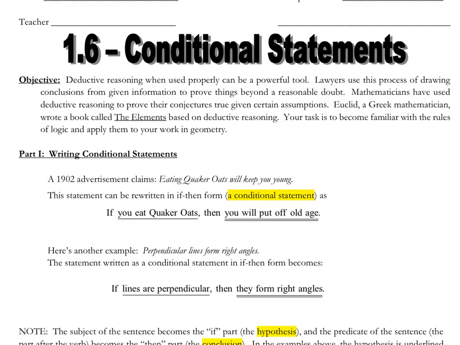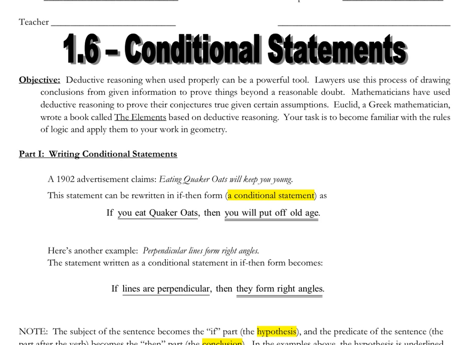Okay, today we are going to learn about conditional statements. And actually, conditional statements is something that can be applied to real life situations. And ironically, lawyers use this process, it's called deductive reasoning, in order to prove their points in cases. Okay, and mathematicians have used this to prove conjectures about certain assumptions. And we should become familiar with the rules of logic throughout this course.